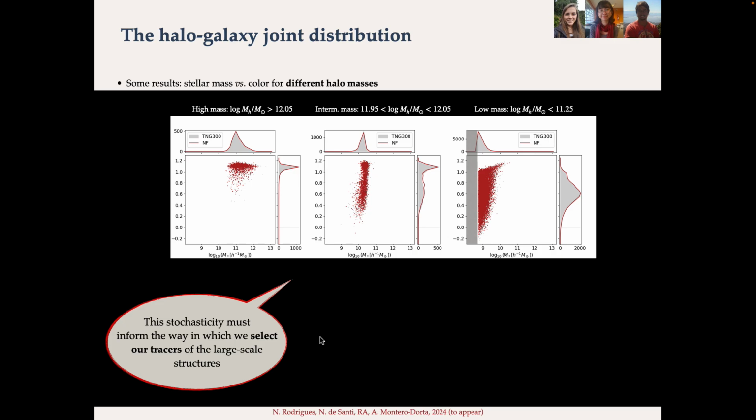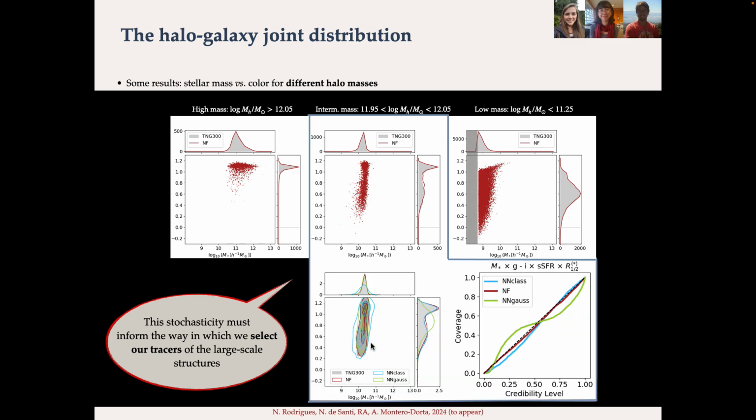So understanding this stochasticity is key when we try to select tracers for large-scale structure. Knowing if these tracers are going to be populating the same types of halos and the same environments is key, and it's related to this stochasticity here.